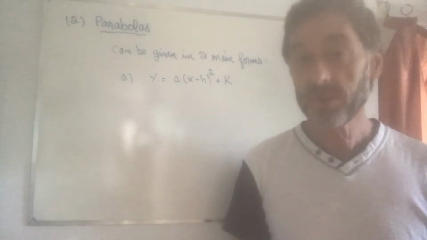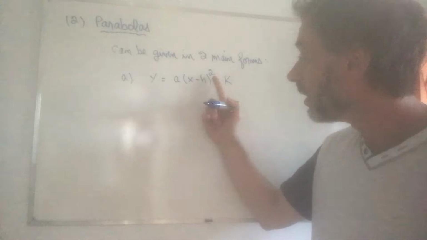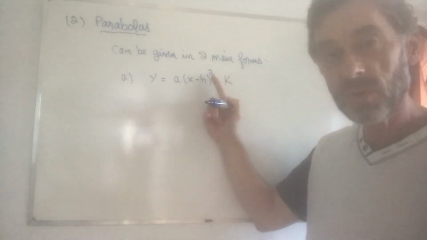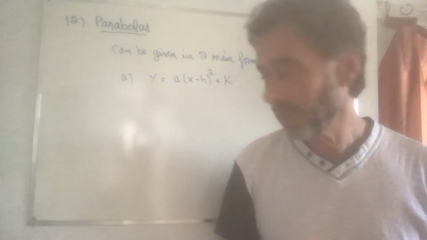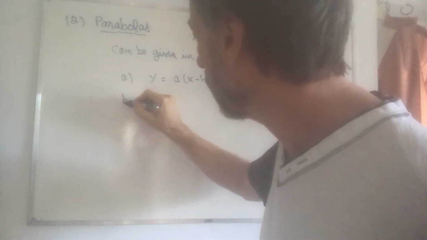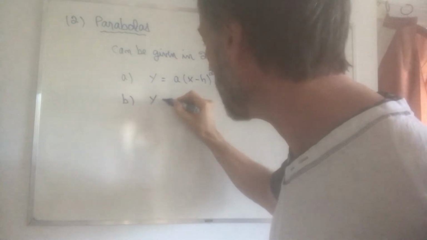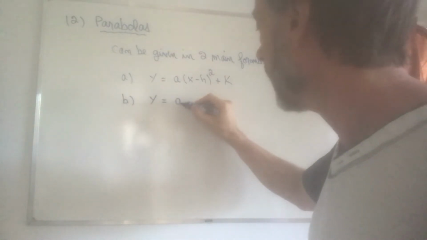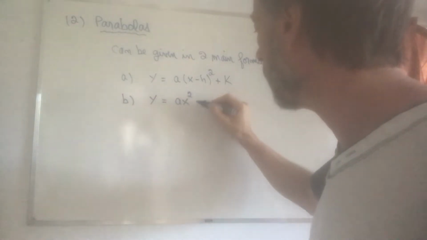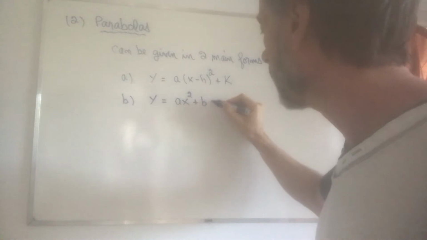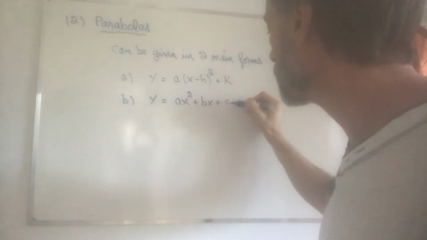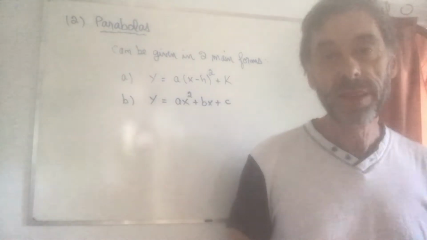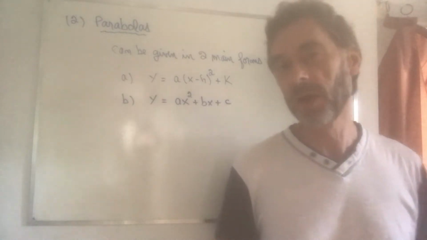That's a parabola. You know why? Because of the power 2. If you have an x raised to a power of 2, you're going to get a parabola. The other way that we may be given a parabola is this: y equals ax squared plus bx plus c. That is the one that's going to make us work a little more.